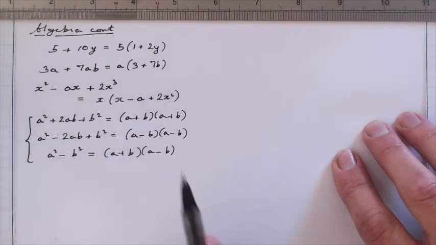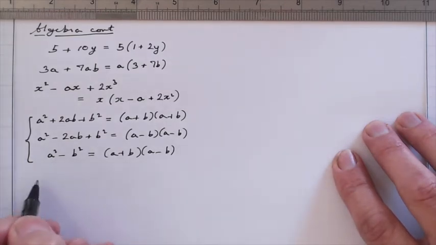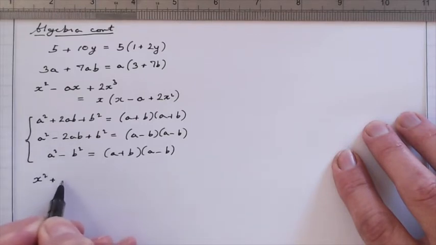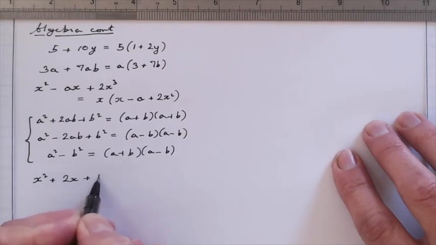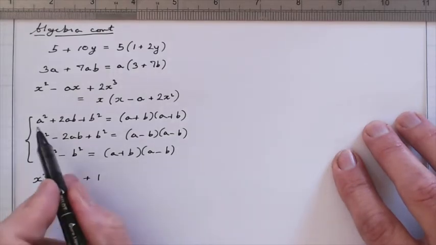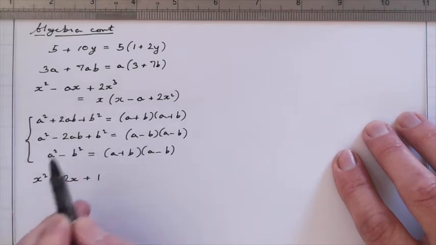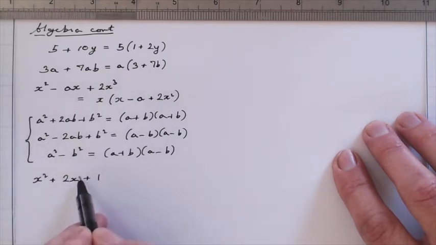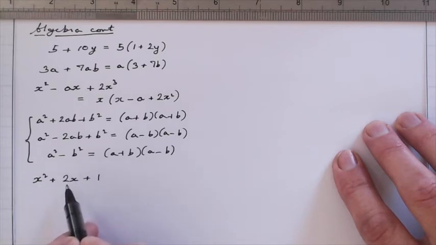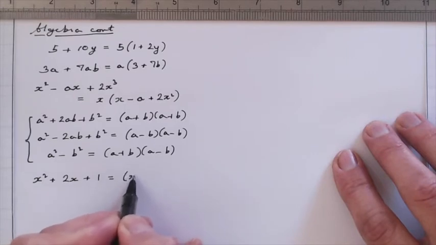What these need to give you is a kind of sense of recognition. So let's imagine we were given something like x squared plus 2x plus 1, for example. Do you see that this has the same pattern as this? If a represents x and b represents 1, this cross term would be 2 times a times b, 2 times x times 1. So we could immediately write this as x plus 1 times x plus 1.